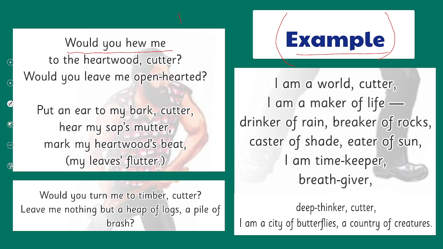So here the tree is actually talking, and the tree is the narrator of the poem, and the tree is saying, would you hear me, to the heartwood cutter. So here the "me" refers to the tree that is speaking. When something that is not human speaks, and speaking is a human attribute, it means that a figure of speech is used, which is personification. So that's why we can say that personification is used here, because a tree is talking.